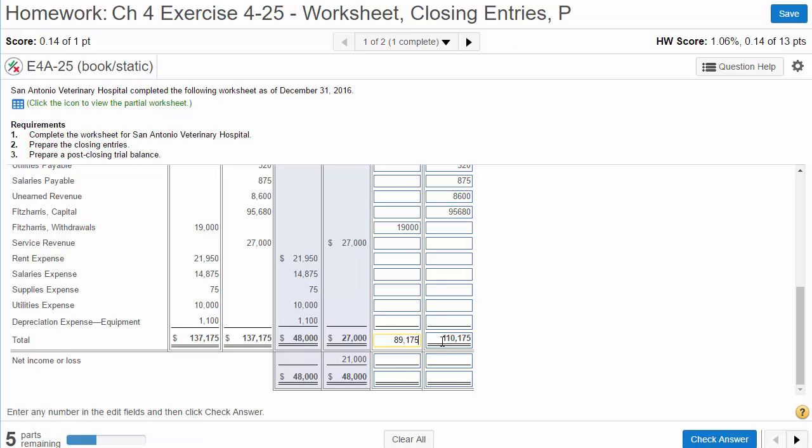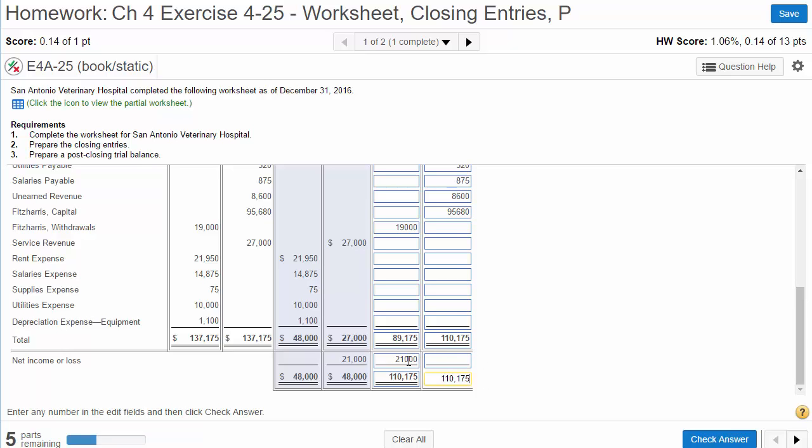Okay, now these are not going to balance. So what we're going to do is take 110,175, subtract 89,175, and we should get the same difference, 21,000. Put it on the smaller side to make them balance. Then we add these two numbers up, and we get 110,175, 110,175.